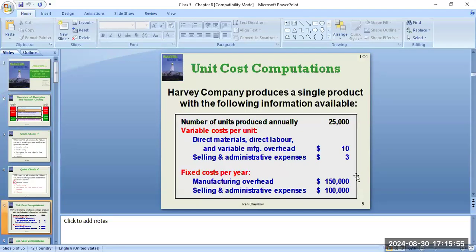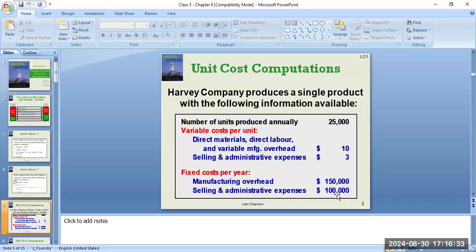So, the example here will be this company producing a single product with the following information. They are producing annually 25,000 units. Variable costs: direct material, direct labor, variable manufacturing overhead. Selling and administrative expenses, $3. Fixed costs: manufacturing overhead, 150,000. Selling and administrative expenses, 100,000.